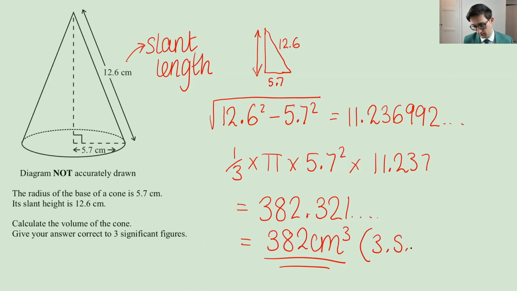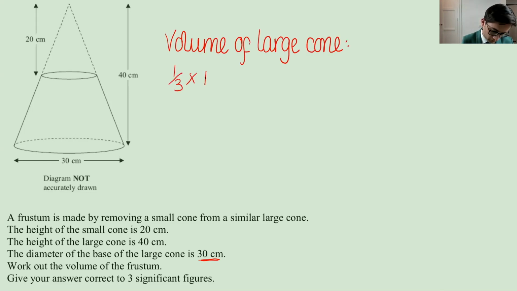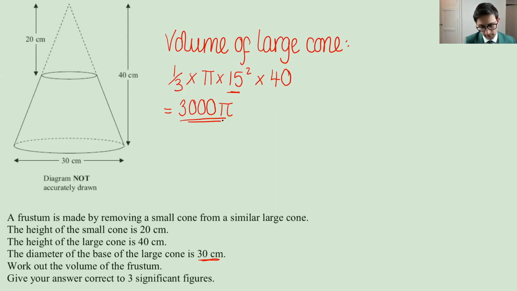The 3SF. Okay, so finally this is a frustum, and a frustum is either a pyramid or a cone with the top part removed. So it's made by removing a small cone from a similar large cone, and this all depends on similar shapes. So the height of the large cone is 40, the diameter of the base of the large cone is 30, and so we want the volume of what's left, which is called the frustum, and again it wants it to 3SF. So the way we do this is find the volume of the larger cone, because 15 is the radius. Okay, so that's the exact volume of the larger cone.